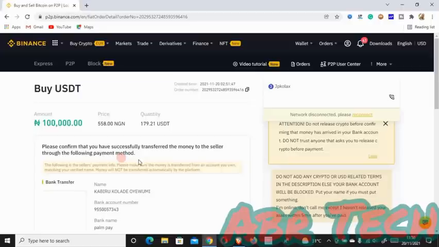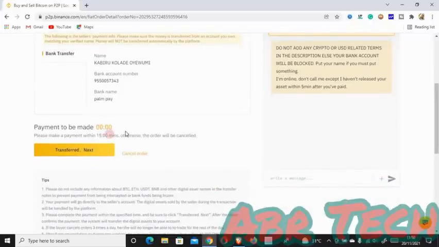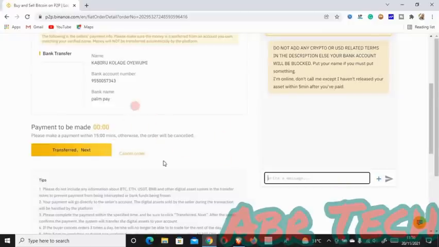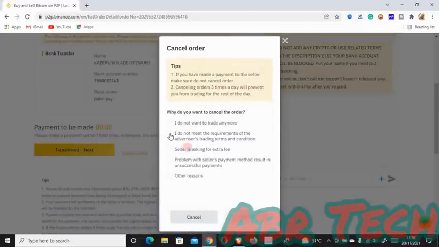Look at the terms. You have to perform it before 15 minutes, else everything will be cancelled. Since I'm not ready, I'm going to cancel this order. I don't even have the money to buy anything. You have just 15 minutes to conclude this. If you don't do it before 15 minutes, Binance will automatically cancel it. So I'm going to cancel it, and when I cancel, I'm going to show you how you can also sell.